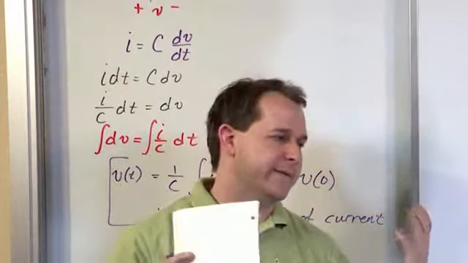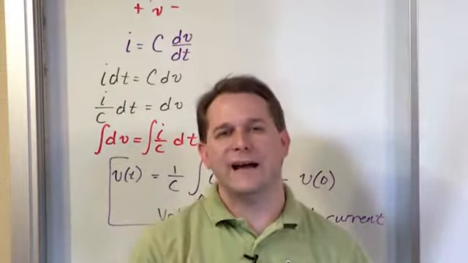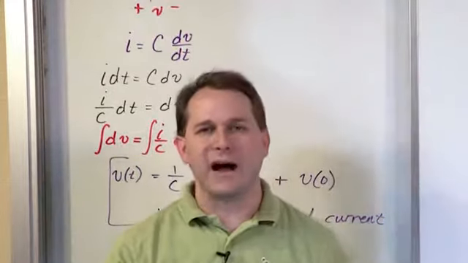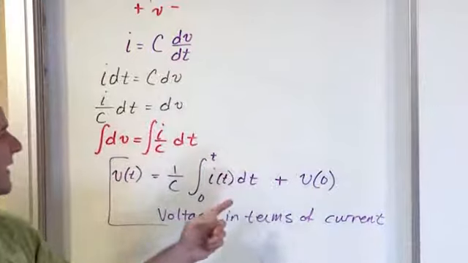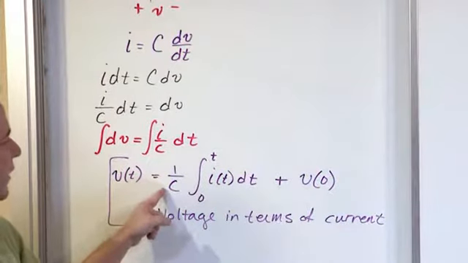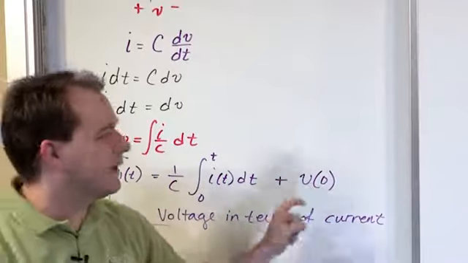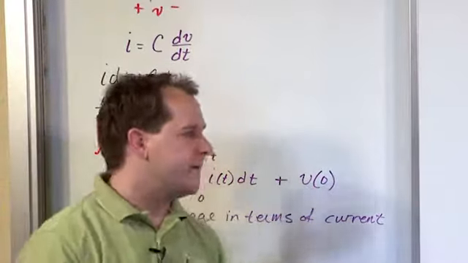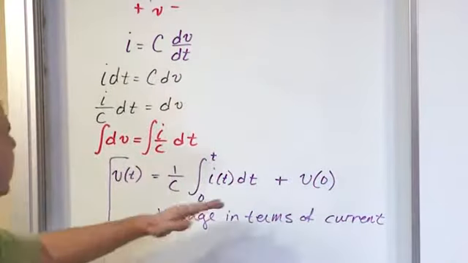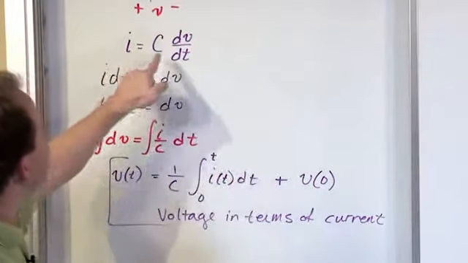When we had V equals L di/dt and then turned around and solved for I, it looked pretty much exactly like this, except this was 1 over L here, this was V(t) in here, and this was I, the initial current at time 0. So it's basically the same thing. The reason is that it's got the same relation.